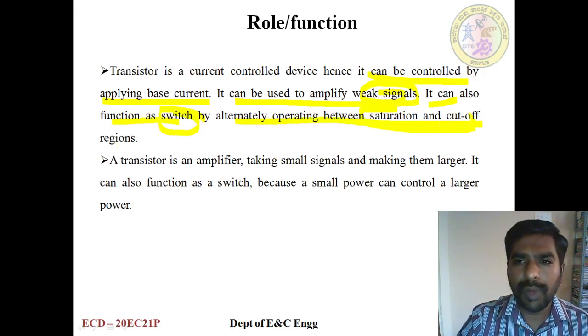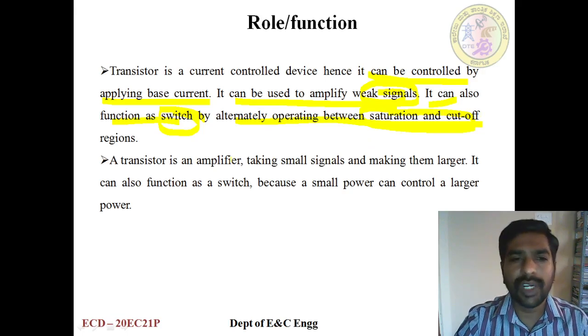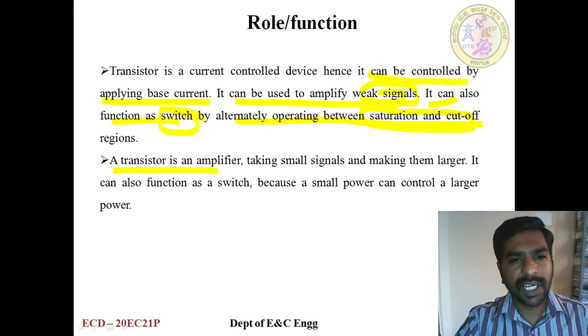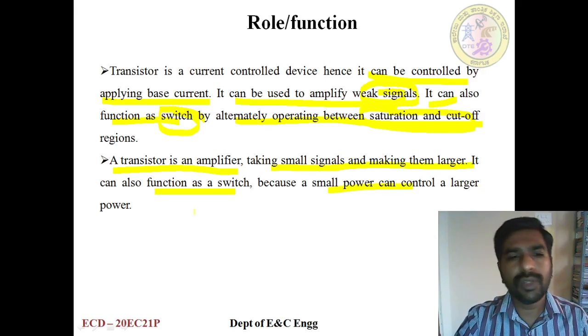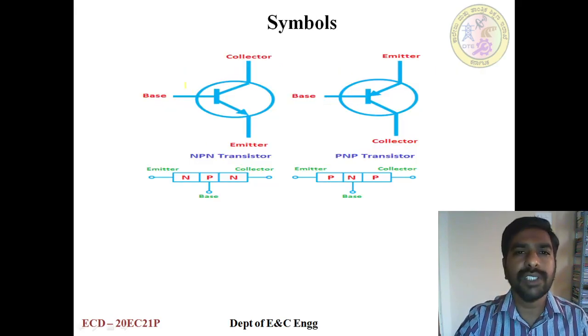At this point you will not be able to understand what saturation and cutoff are. We're going to address this in a coming presentation. A transistor is an amplifier, taking small signals and making them large. It can also function as a switch because small power can control larger power. This is the role of the transistor, and this is the symbol.